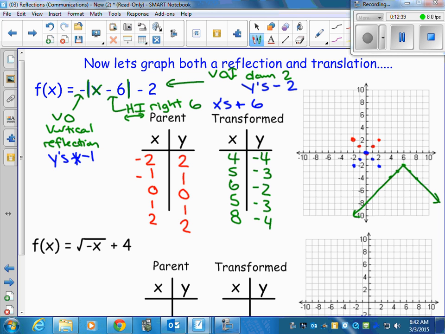Okay, and then we want to go through and check some points. First point in the middle, 6, -2. And then we have 5, -3, 7, -3. Okay, so this is where you can identify and fix any small mistakes that you might have made mathematically when looking at the graph.